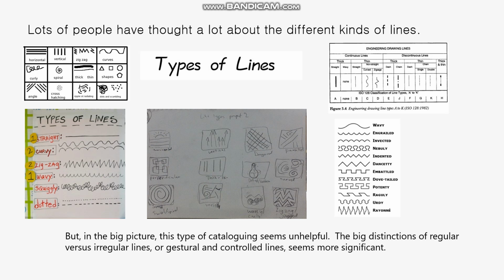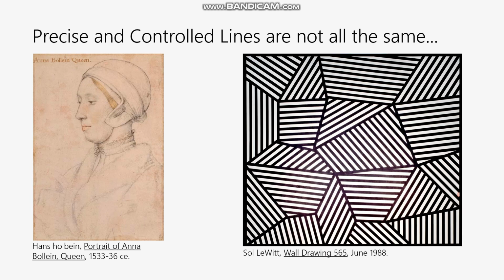I mean, it's good to know that you could do it, but it's not necessarily going to help you understand art any better. The big distinctions, such as the distinction between regular lines and irregular lines, gestural versus controlled lines, those are important. But I think all the different possible types of lines is maybe less significant.